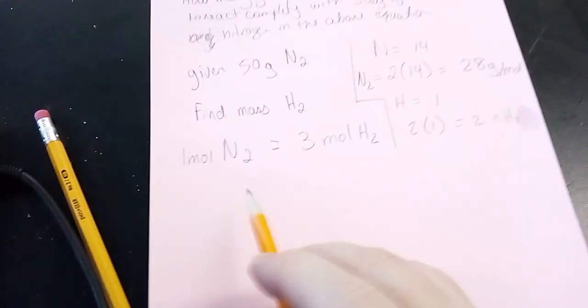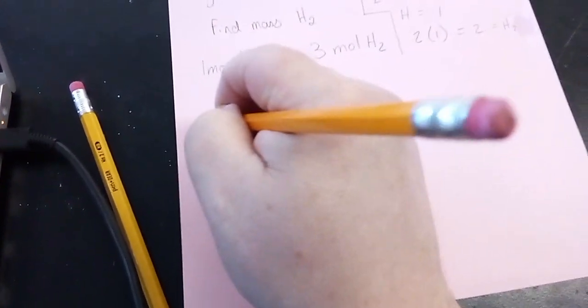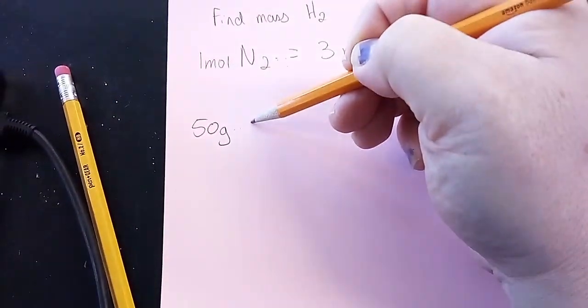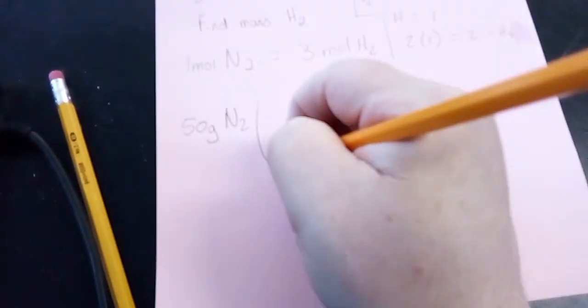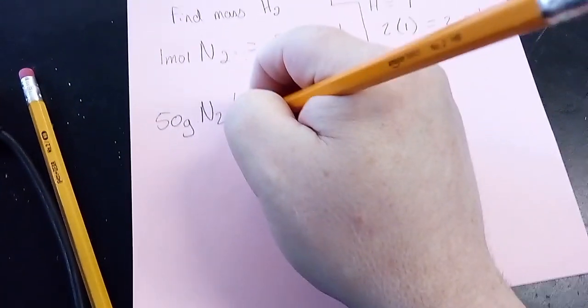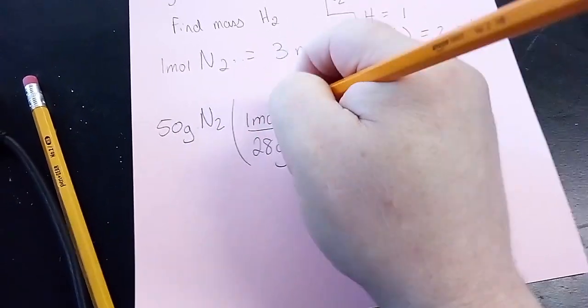All right, so now I can set up my equation. So we start with 50 grams. First step, you convert grams to moles, and then use the mole ratio to convert it to the moles of the other substance, and then convert the moles of the other substance to mass. So we start with 50 grams of N2. We're going to divide by the molar mass, which is 28 grams per 1 mole of N2.